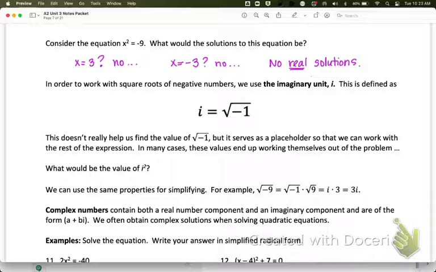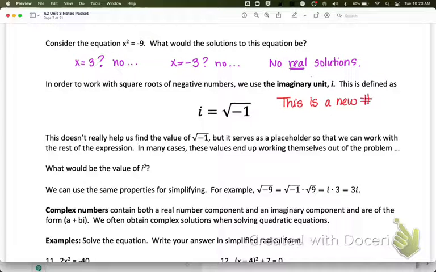So in order to work with square roots of negative numbers, we can't use the real numbers, which is why we turn to the imaginary numbers. So we use the imaginary unit i. Now the number i is defined as the square root of negative 1. This is a new number.